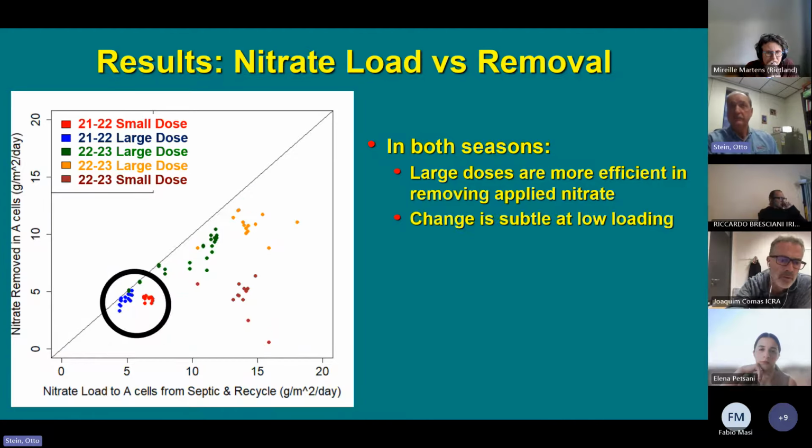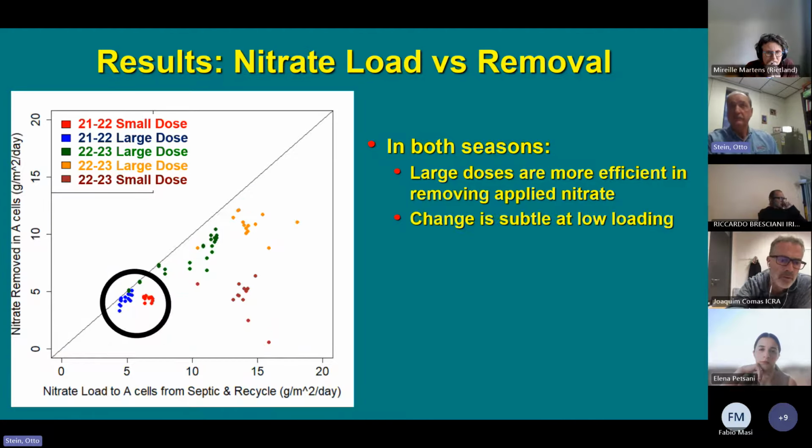The changes are pretty subtle with the low loading, but if you look at the higher loading, which we did in the second season, then we had a much bigger difference between dose volumes in there. So we could have just stopped there, but we started thinking about this more and we go, well, is it really the dose volume that's controlling this?